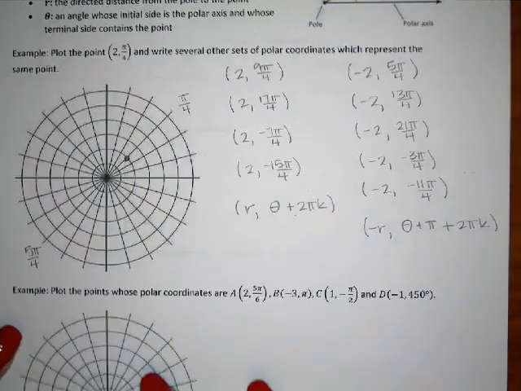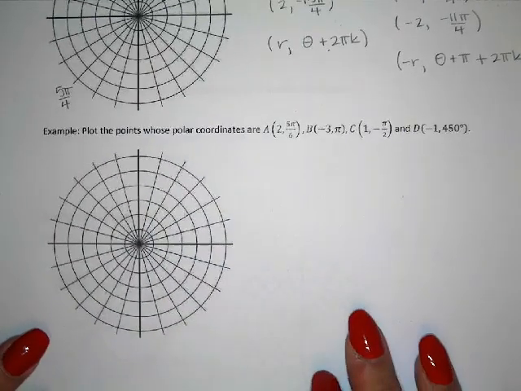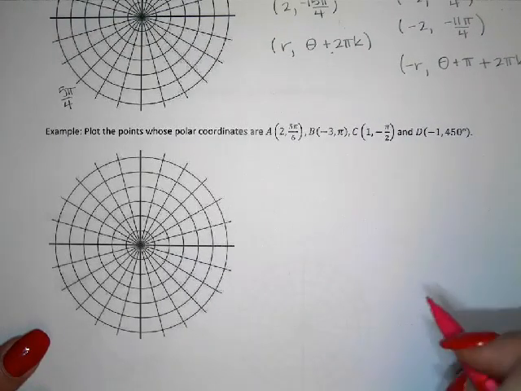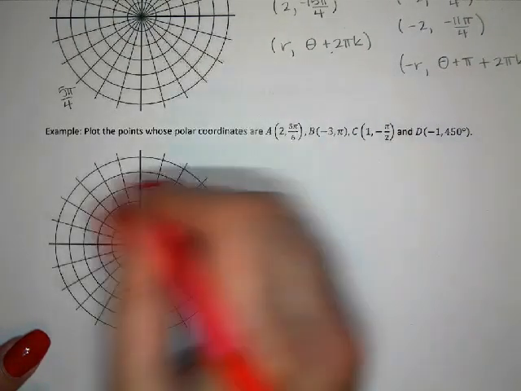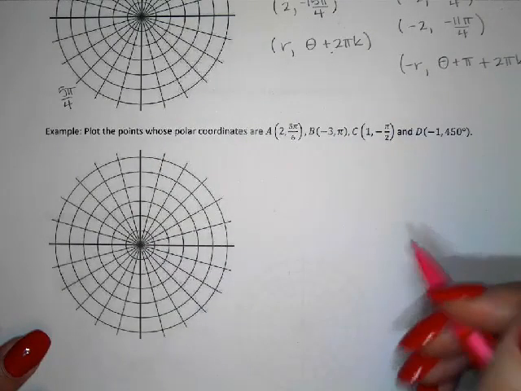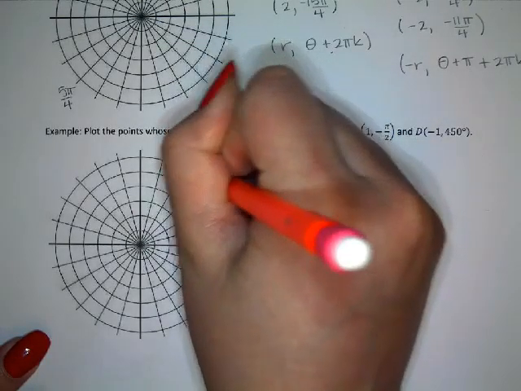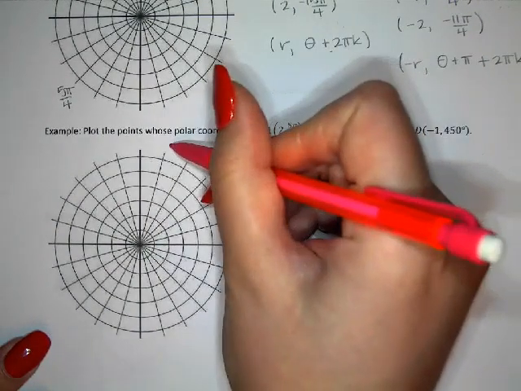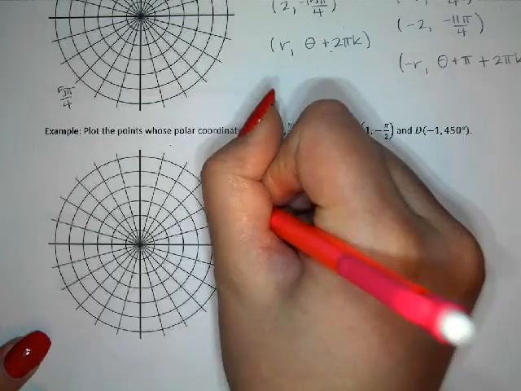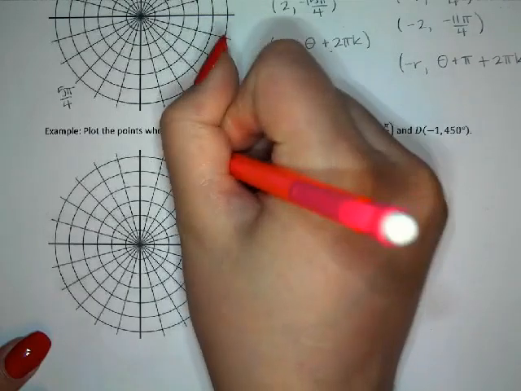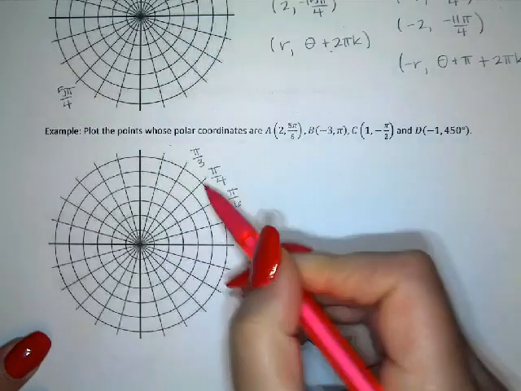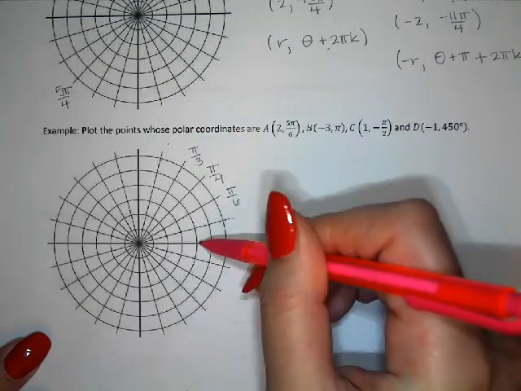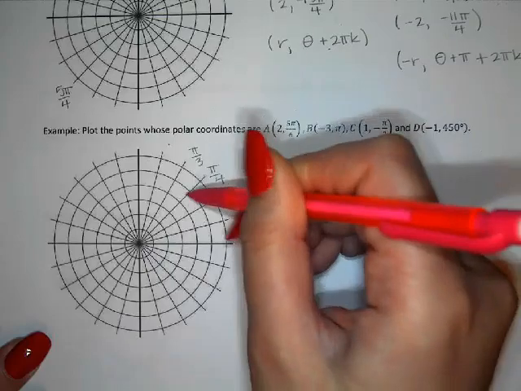All right, so next example, we're just going to plot these polar coordinates, and we've got some that are in radians, one that's in degrees. So I'm going to do some markings on here so that I know exactly where my angles are. I've got pi fourths right here. Pi sixths is right here, and pi thirds is right here. So this is the 45, this is the 30, and this is the 60. Each of these little markings goes by 15.